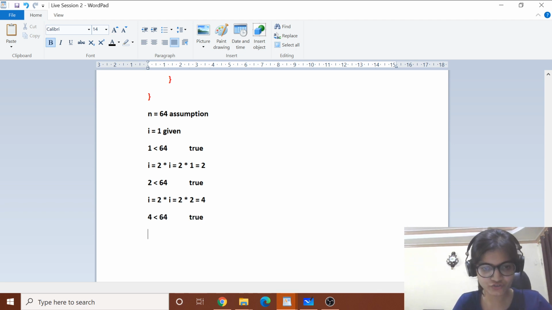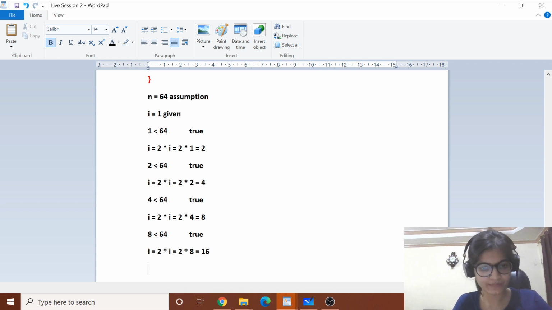Yes, this is very much true. So again the value of I will become 2 into 4, which is equal to 8. Again this will check whether the value of I is less than or equal to 64. Yes, this will be again true. So the value of I will now become 2 into 8, which is equal to 16.